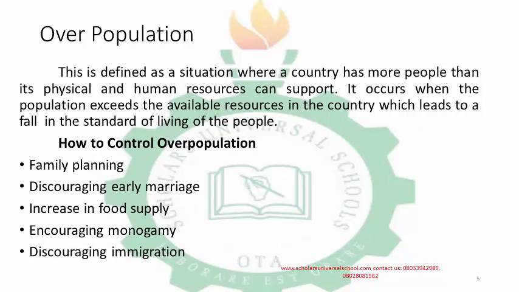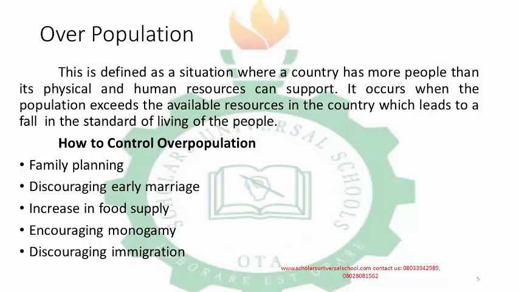The next slide is going to look at the three major types of population. There are three main types of population: overpopulation, underpopulation, and optimum population rather. Now we're going to look at them one after the other. This slide is focusing on overpopulation.